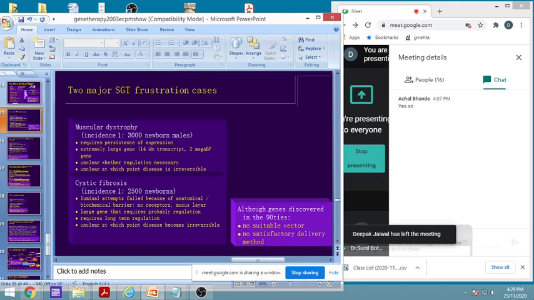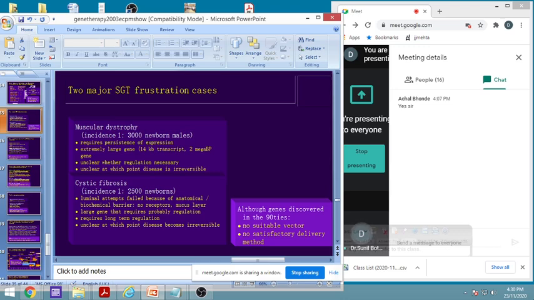Major areas of frustration mean that although everything was found good, there was still a big failure. An example was muscular dystrophy. 1 in 3,000 newborn males has muscular dystrophy, and it requires persistent expression of an extremely large gene. It takes around 14,000 base pairs, and it is a 2 mega base pair gene. It is not clear whether regulation is necessary. It is not clear at which point the disease is irreversible, because initially it is reversible and then it becomes irreversible.